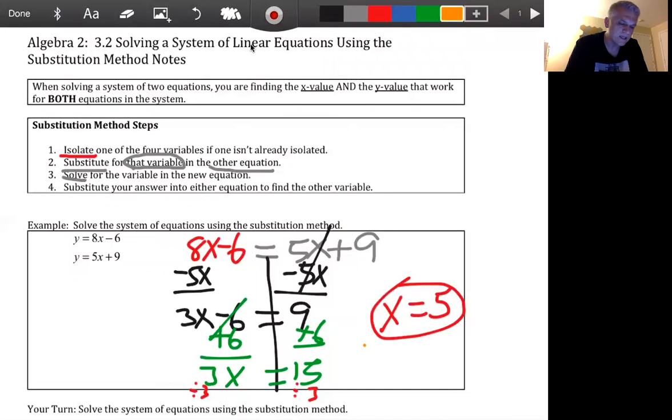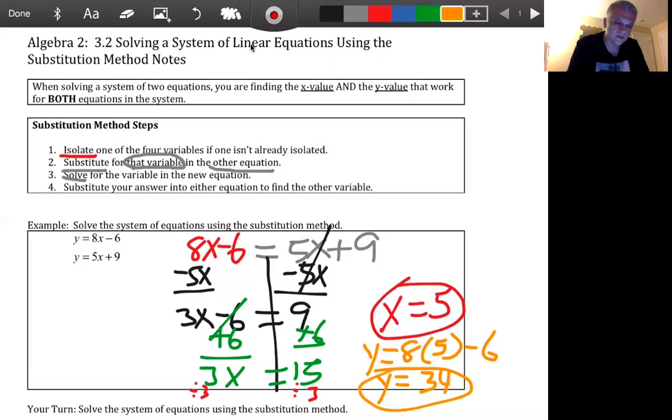So I've got y equals 8x minus 6, but I know what x is. X is 5. So I substitute the 5 where there used to be an x. And all I have to do is solve for y. So 8 times 5 is 40. 40 minus 6 is 34.